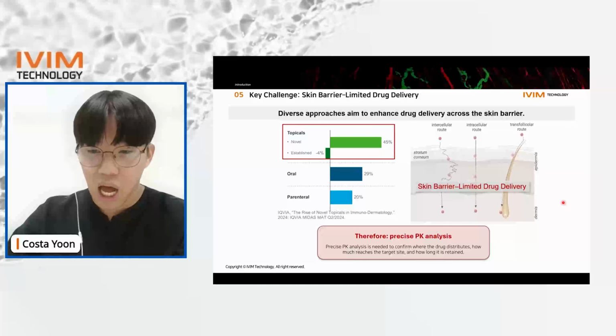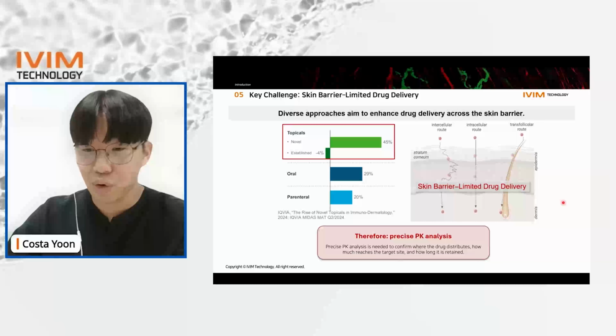However, conventional ex vivo methods cannot fully recapitulate the complex physiological environment of living tissue, including dynamic inflammation, vascular responses, and tissue remodeling. Therefore, to evaluate the PK of a drug accurately, we need to know how much of it reached the target tissue, in vivo, and how long it remains there.